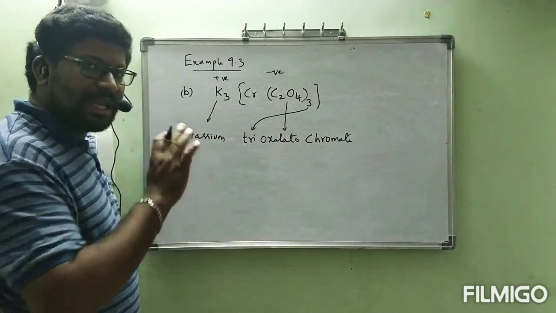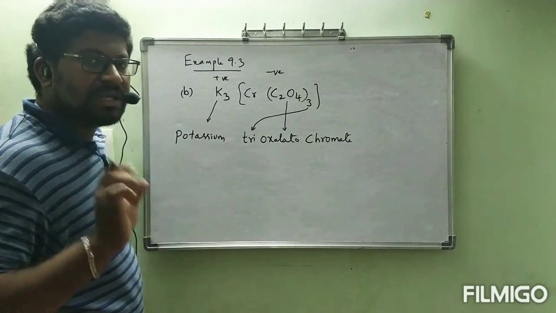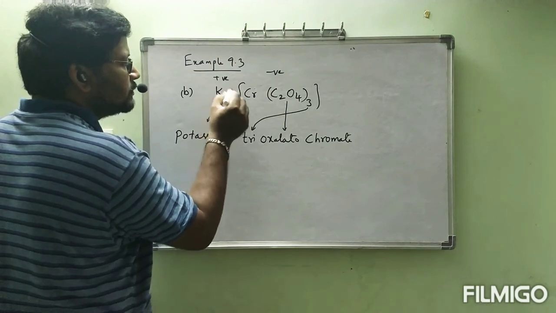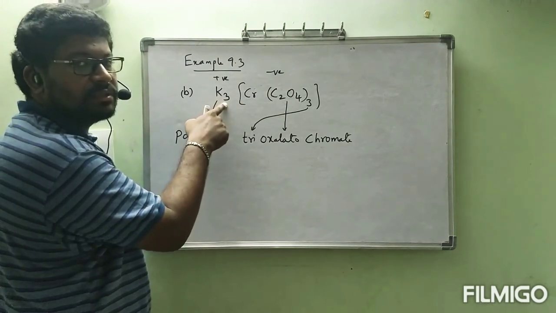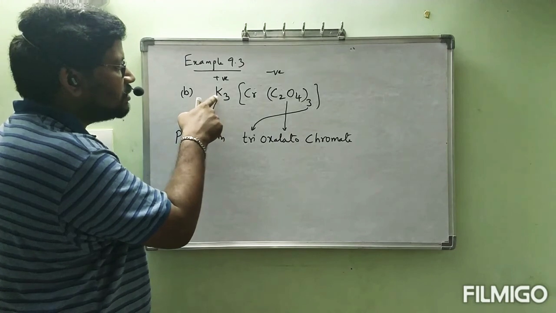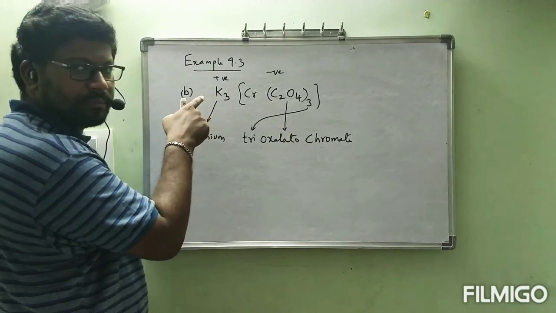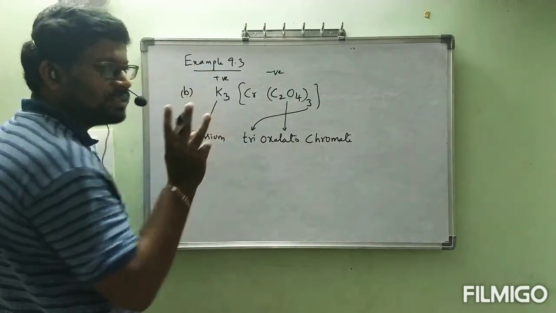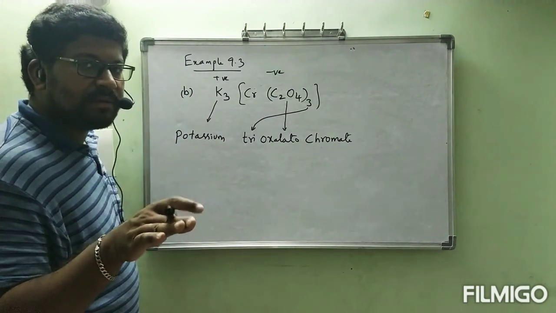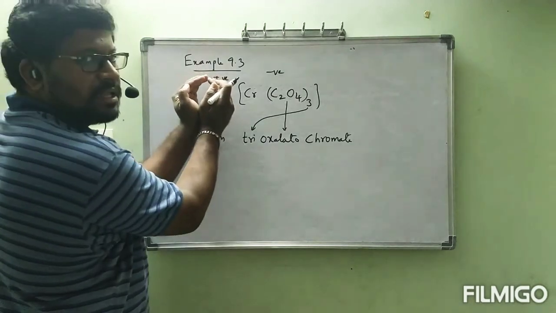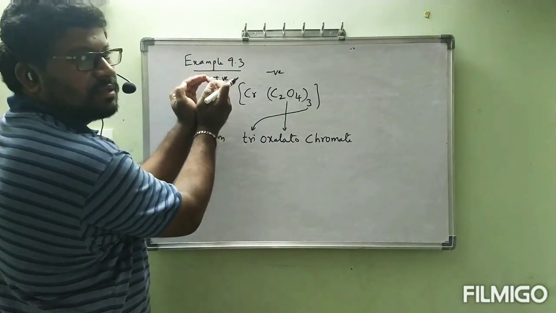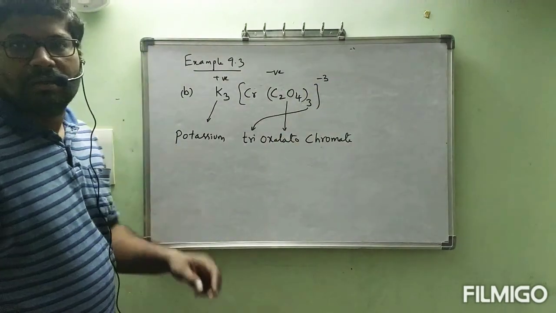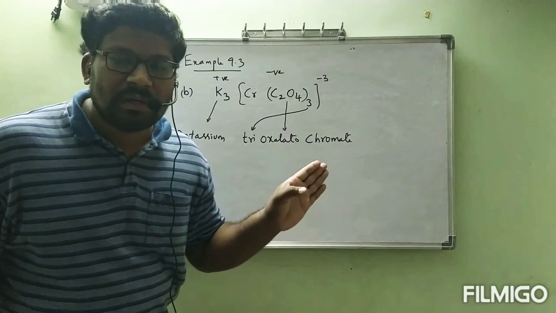The main thing is that you wrote the name. After that, the oxidation number is important. How many counter ions are present? Three counter ions are present. Each potassium is plus 1, and there are three, so 3 into plus 1 is plus 3 outside. To neutralize this, the complex must carry minus 3, because the compound is totally neutral.